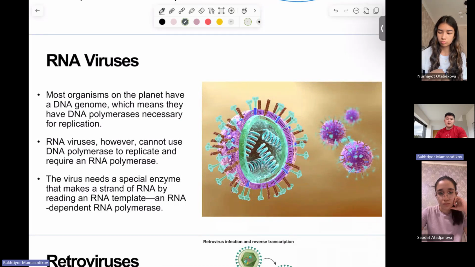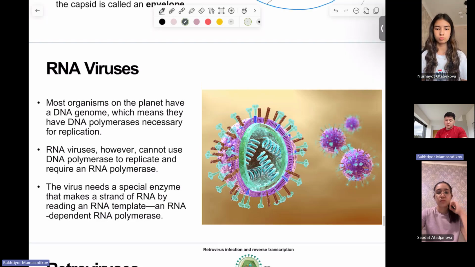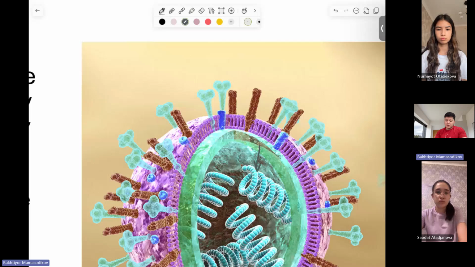So what are the RNA viruses? Think of the RNA viruses like special types of hackers. You know what hackers are? Most living things, for example, us, plants, bacteria, they store their genetic code as DNA. But RNA viruses are different. They carry their instructions in a molecule which is called RNA. It's not DNA.